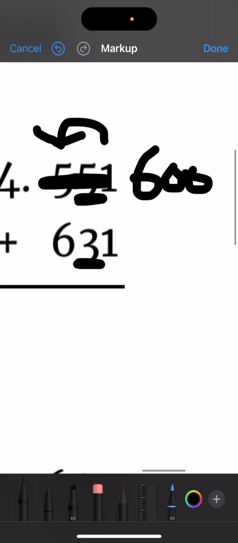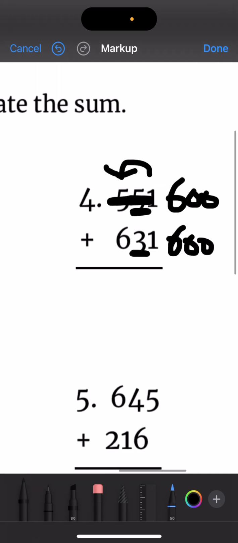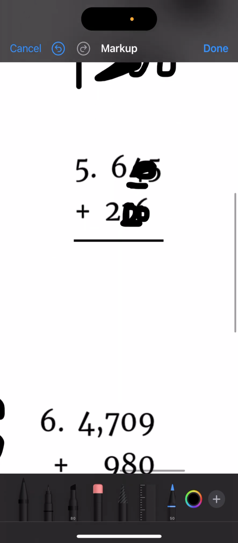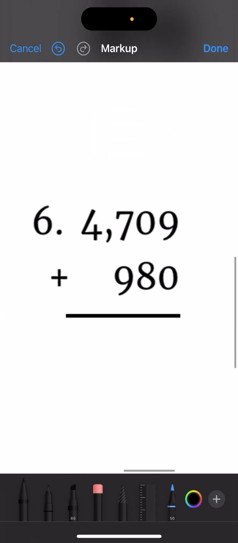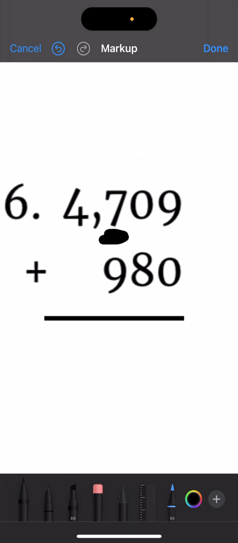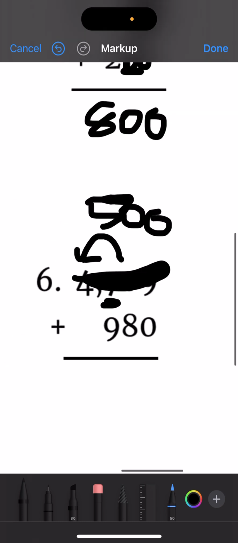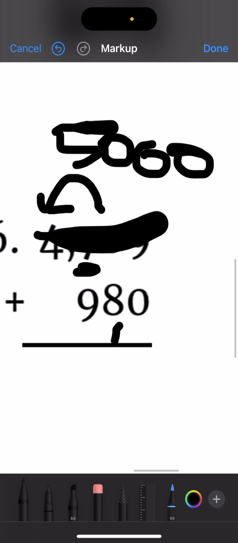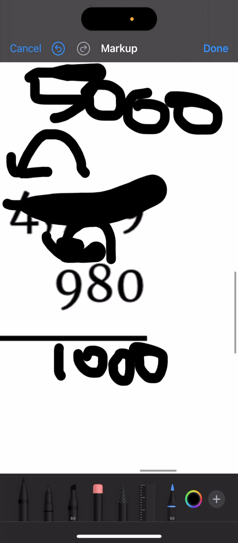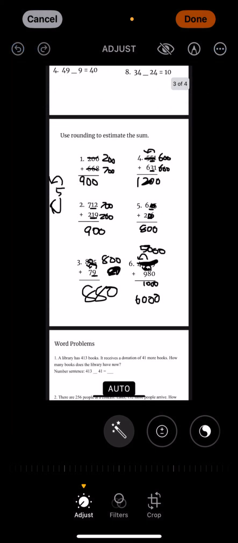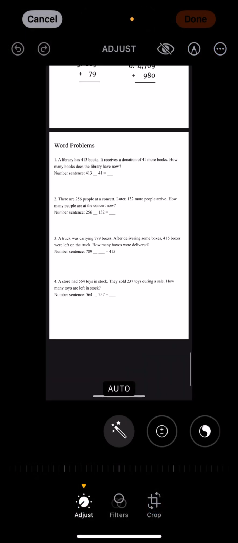Number 4, 5 would move up, so this would become 600. And 3 does not round up, so it would stay at 600, which gives us 1200. 4 does not move up. 1 does not move up, so it just becomes 600 and 200, which adds up to 800. Okay, so 7 rounds up because it's more than 5, so this would become 5,000. And 8 would also round up, so this would become 1,000. 1,000 plus 5,000 would give us 6,000.